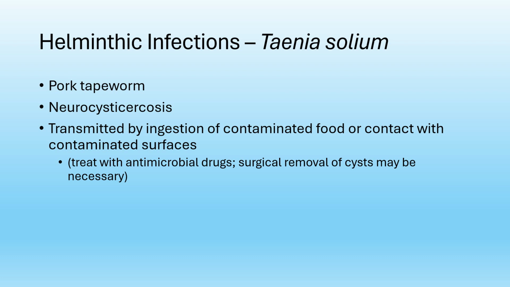Moving on to helminthic infections, Taenia solium. This is a pork tapeworm, causes neurocysticercosis. It is transmitted by ingestion of contaminated food or contact with contaminated surfaces, so that you ingest the cyst form and then it proceeds with the whole tapeworm. Treat with antimicrobial drugs. In some cases, you may have to do surgery to remove the cyst.